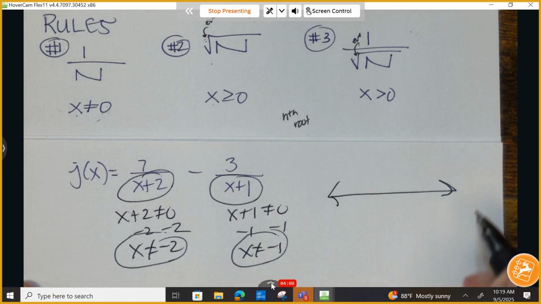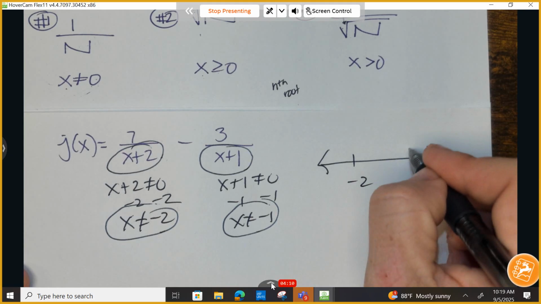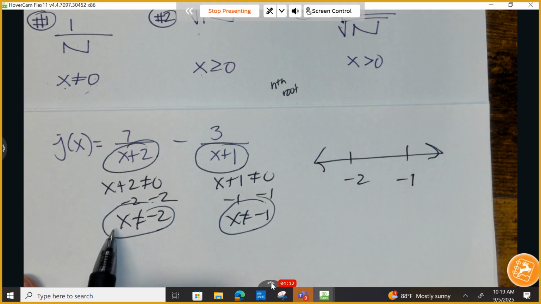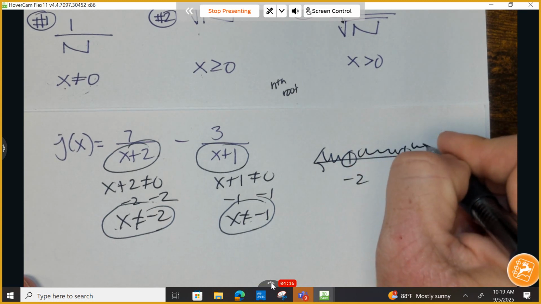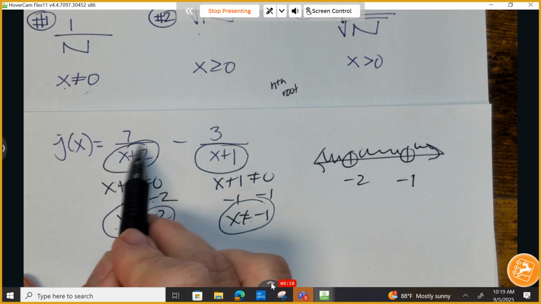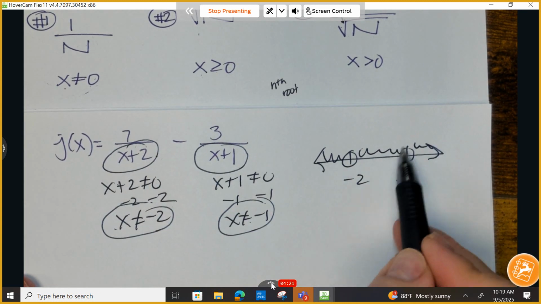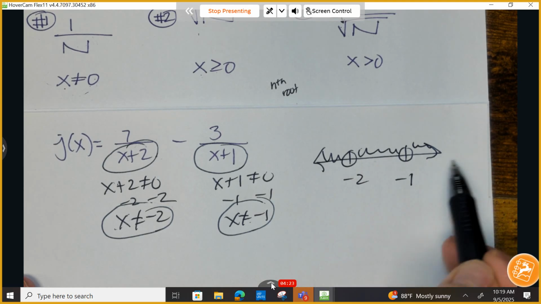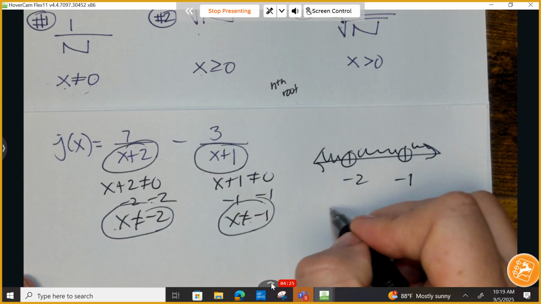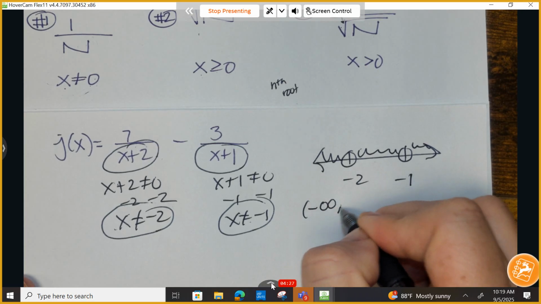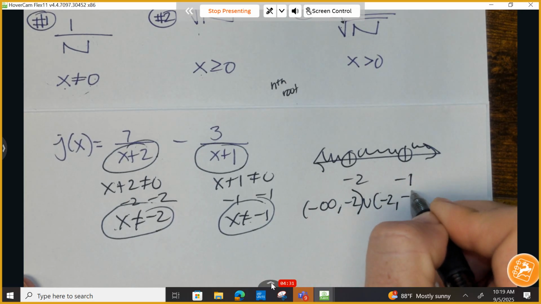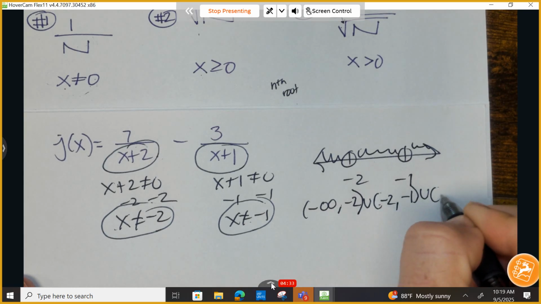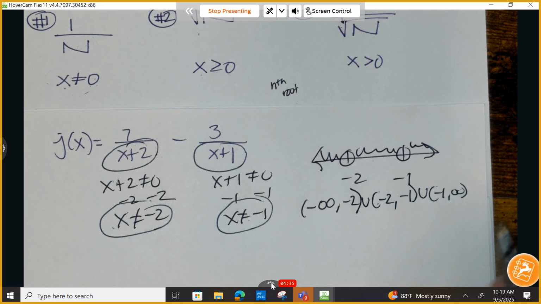On a number line, I come over here, put them in the correct order from least to greatest. It cannot equal these values, but it can be everything else. So I could plug in a -10 and get a corresponding output. I could plug in a -1.5 or a +5, and I could get an output. We're going to go from -infinity all the way up to -2. We do not include it. We're going to go from -2 to -1, not including the endpoints, and from -1 all the way to +infinity.